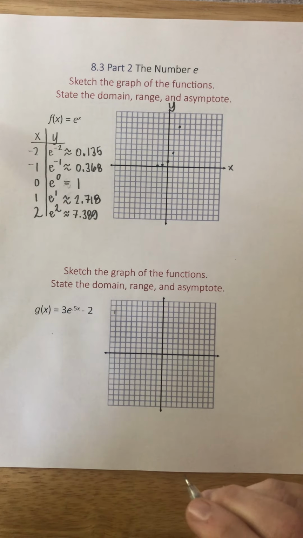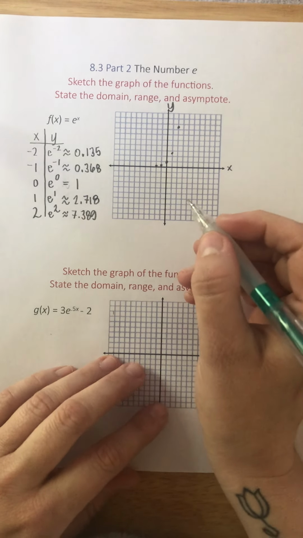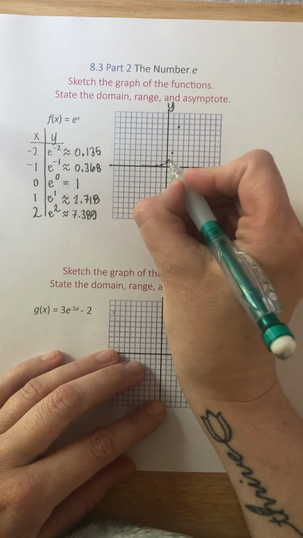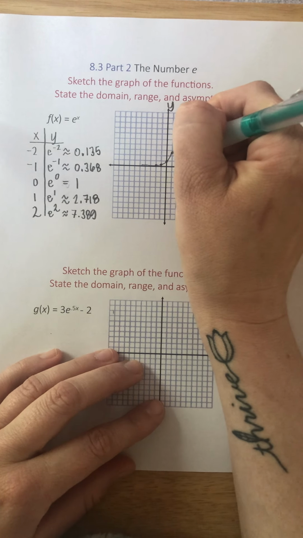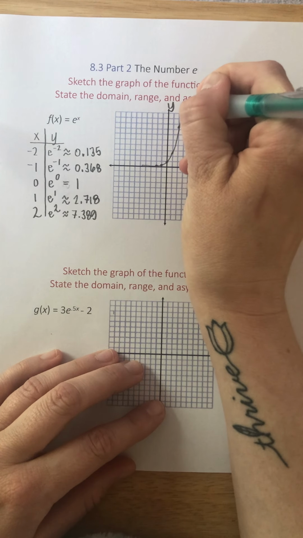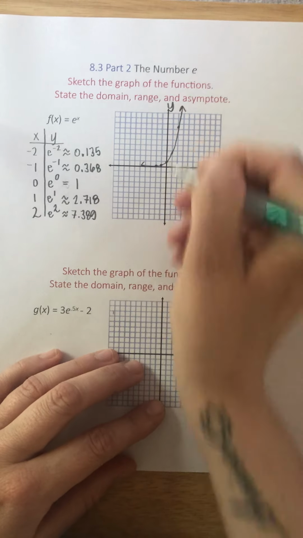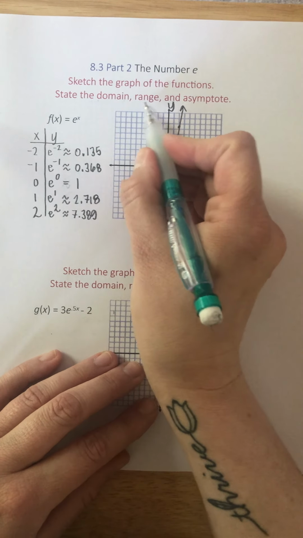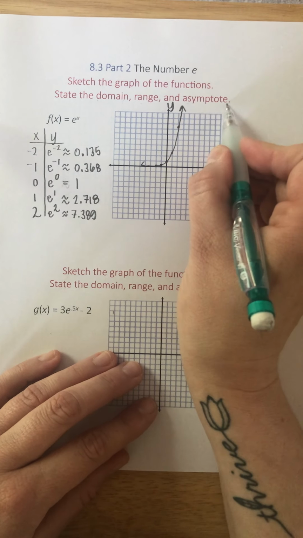Now remember when we graphed these before, we're getting the same shape. Remember, it's going to get close to something. In our case, it's getting close to the x-axis. It's not touching it, but it is very close to it. So let's talk about these three things: domain, range, and asymptote.